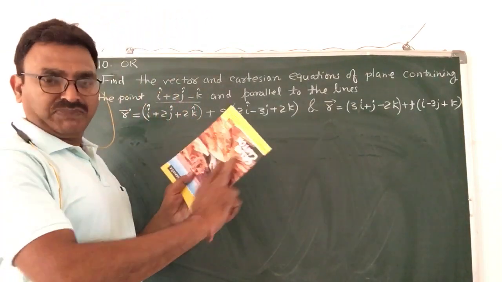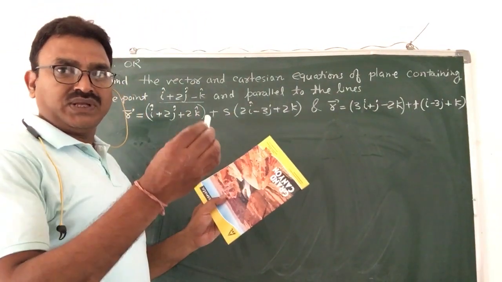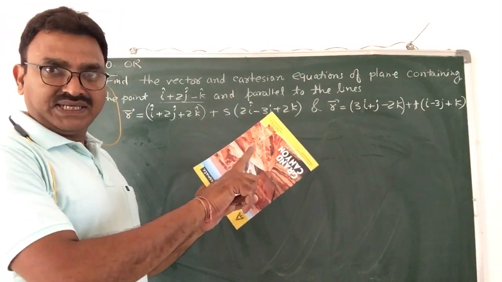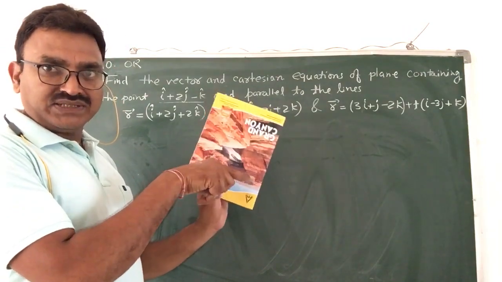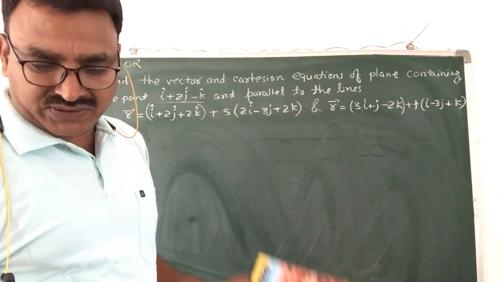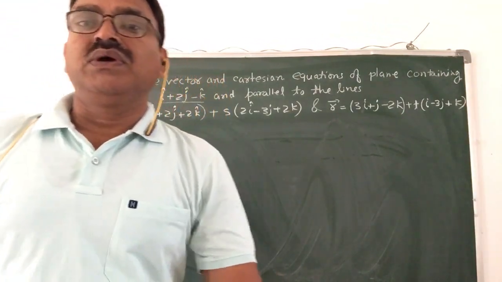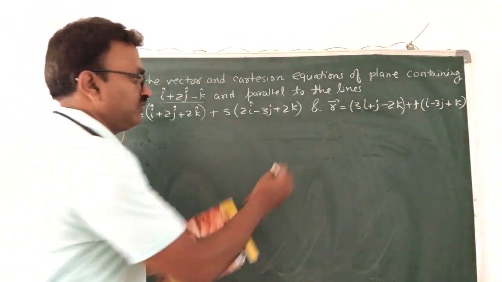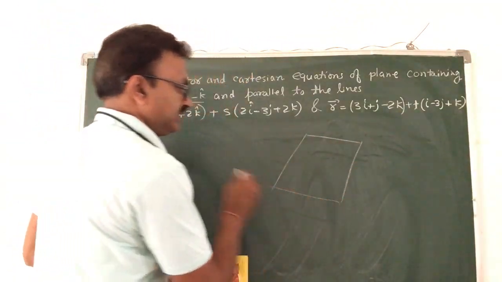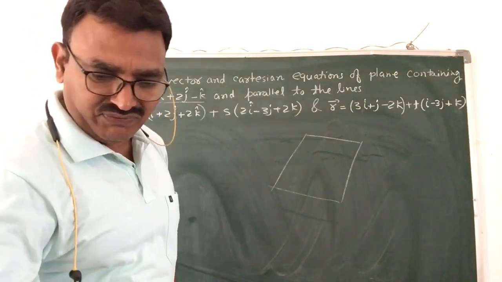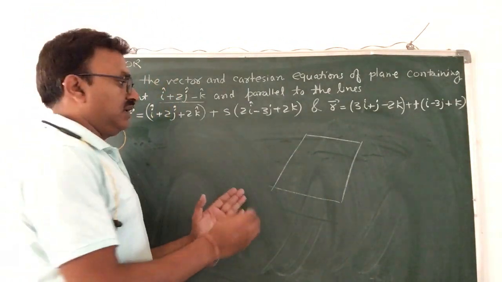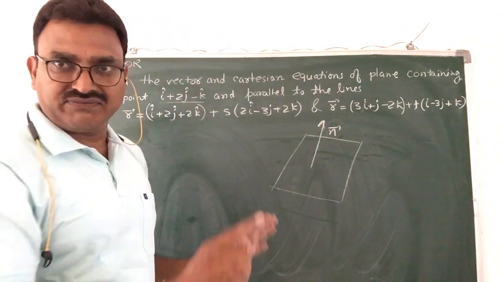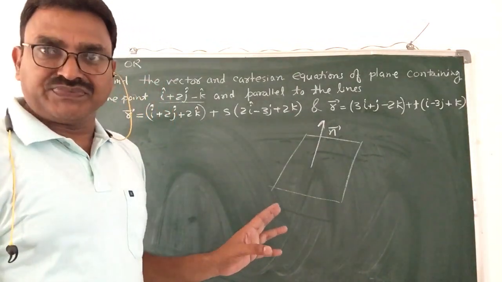Suppose this is our plane, and suppose these are the two lines which are parallel to this plane. One is this line, and the second is this line. So now we have to find the vector which is perpendicular to the plane. If we find it, then we can find the equation of the plane.